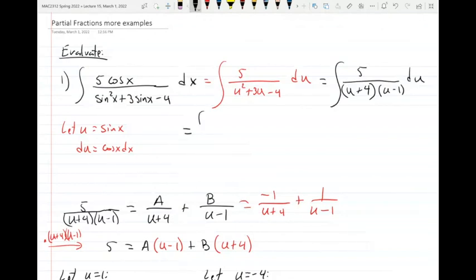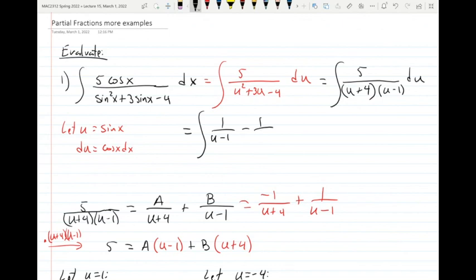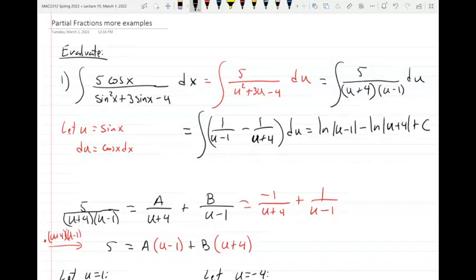So this is equal to the integral of, I'm going to put the decomposition, flipped. I'm going to write the last one minus the first one. So 1 over u minus 1 minus 1 over u plus 4 du. And what type of integrals are these? ln. So this is ln of absolute value of u minus 1 minus ln of absolute value of u plus 4 plus C.